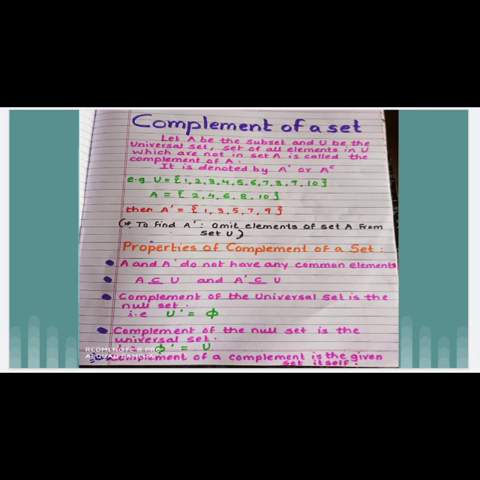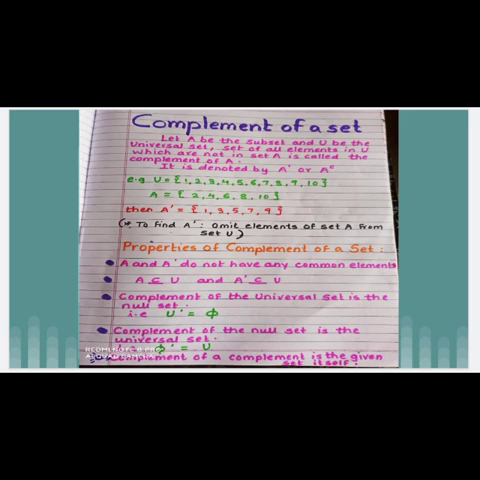Next, complement of a set. Let A be the subset and U be the universal set. Then the set of all elements in U which are not in set A is called the complement of A. It is denoted by A dash or A raised to C. Okay.